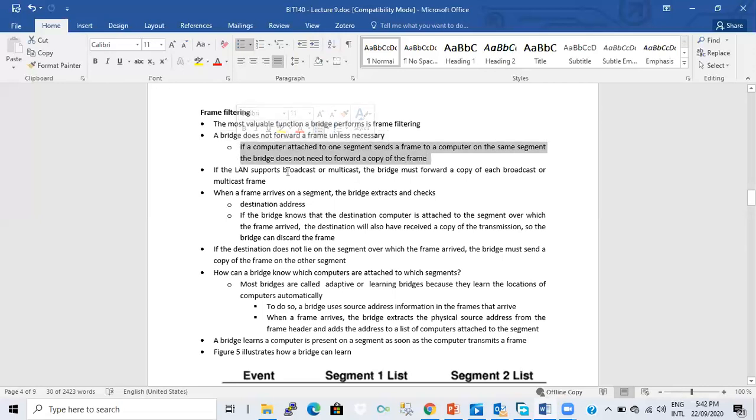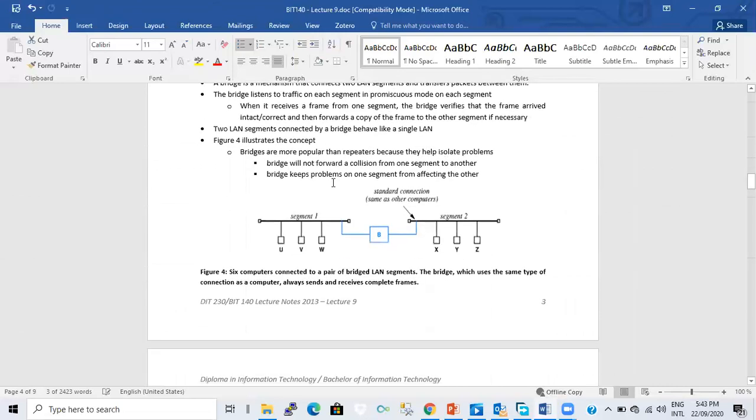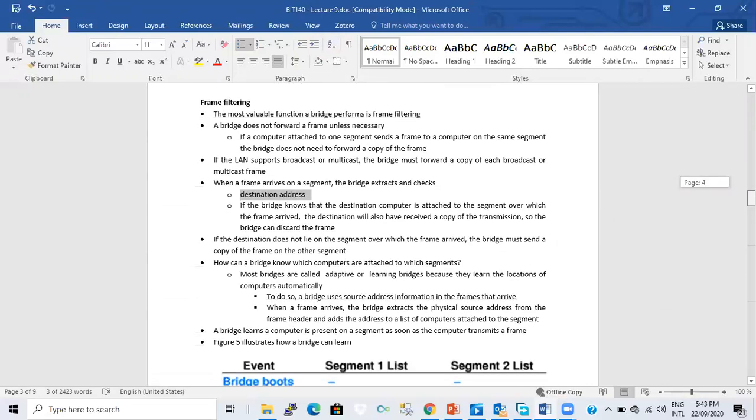If the local area network supports a broadcast or multicast, the bridge must forward a copy of each broadcast or multicast. So when a frame arrives on a segment, the bridge extracts and checks. It checks for what? The destination MAC address. Is the destination MAC address on the same segment as this? If it is, then it will drop. If the destination MAC address is on the other side, then it will send the signal on the other side.